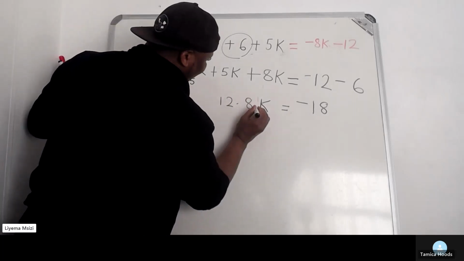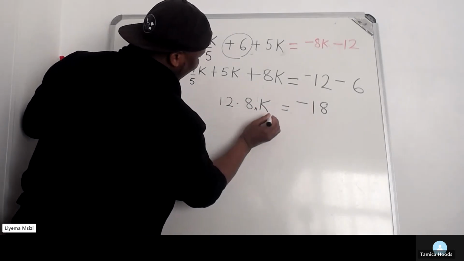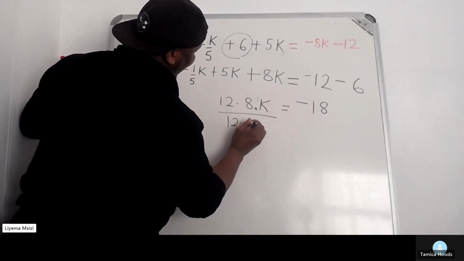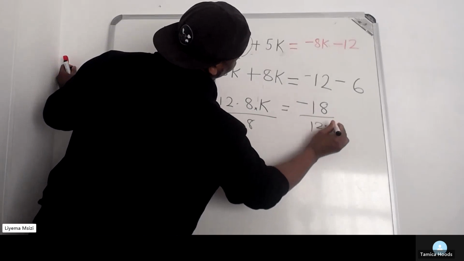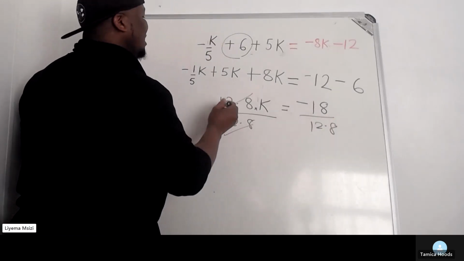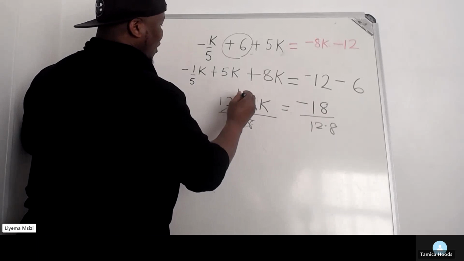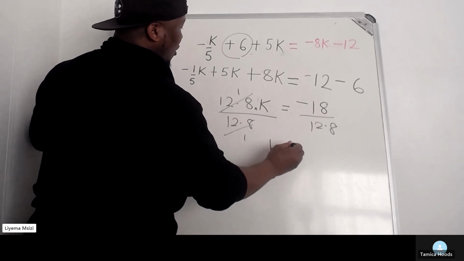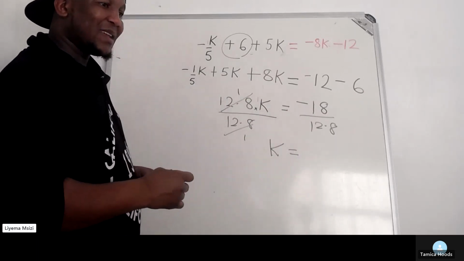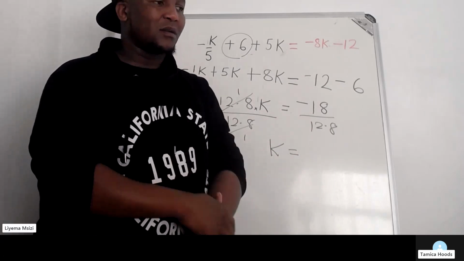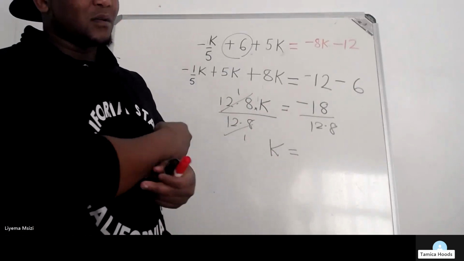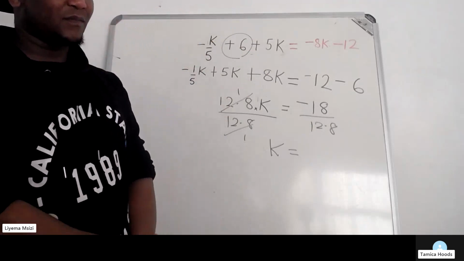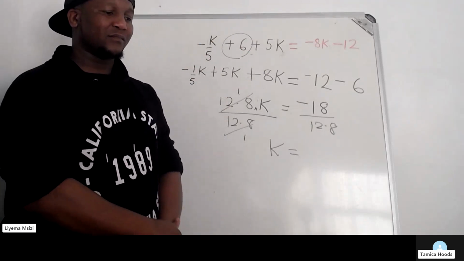Since there's a multiplication here, we're going to divide by 12.8. Divide by 12.8. This and this cancel because they are the same term, which means 1, and K equals. So you can plug that in the calculator: -18 divided by 12.8.